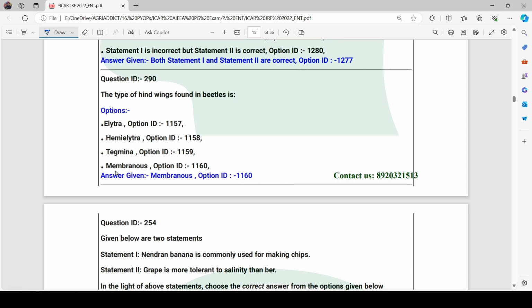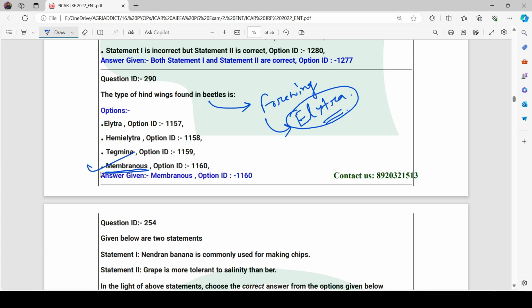Now the question is, the type of hindwing found in beetles. It's a tricky question. Why? Because the forewing of beetle is the elytra, not the hindwing. Elytra are the hardened protective covering of the hindwings, which are membranous and mainly used for flying. The membranous hindwings are covered by the protective, strong, hardened elytra, that is the forewing, not the hindwings. So here the answer is membranous, the wings mainly used for flying purpose. So option D, membranous, is the correct answer.